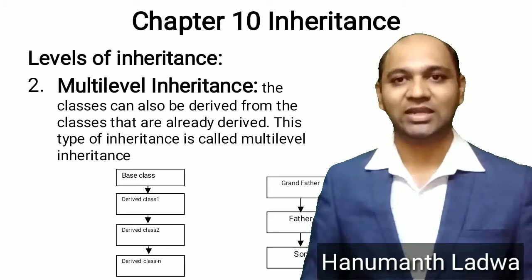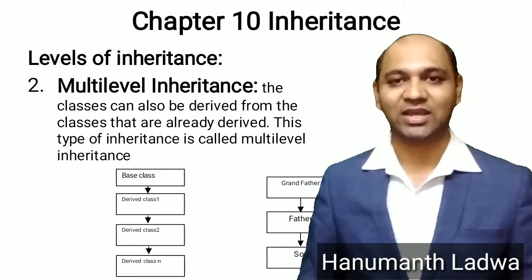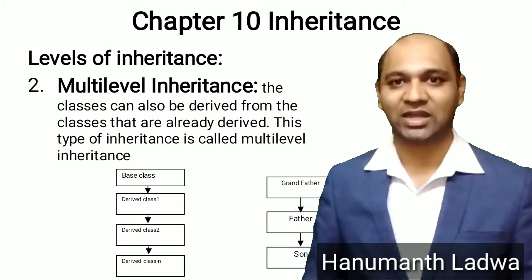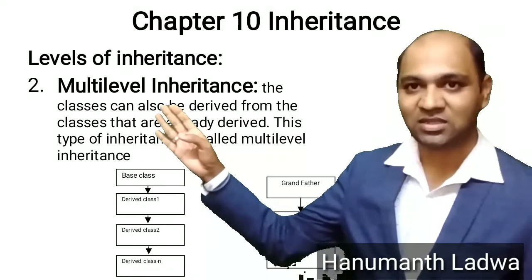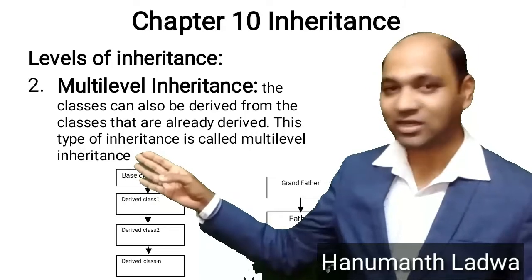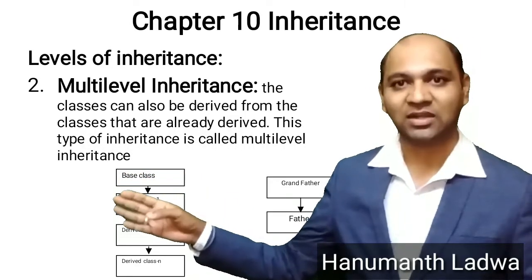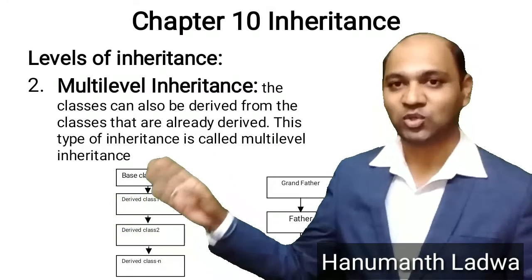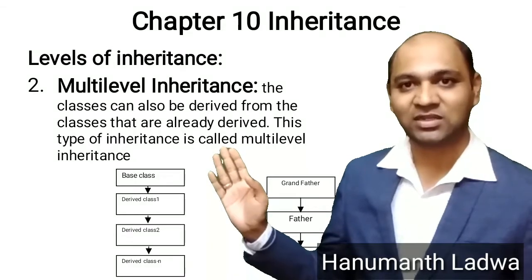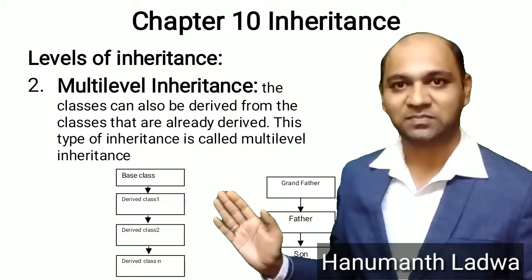Next is multi-level inheritance. The classes are inherited from classes which are already inherited from other classes. Such inheritance is called multi-level inheritance. Here you can see the base class inherits its properties to derived class 1, then derived class 1 inherits its properties to derived class 2, and this procedure can be continued. For example, the properties of grandfather are inherited to father and the properties of father are inherited to son.